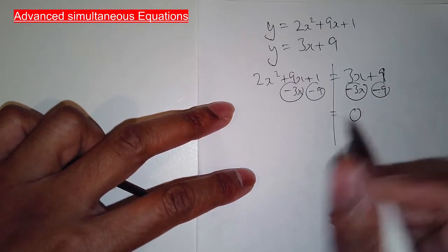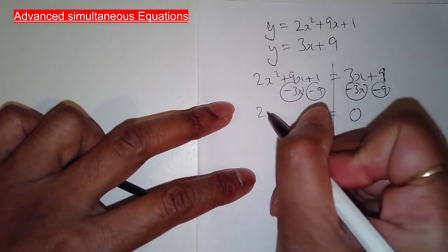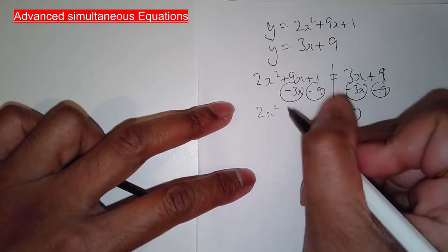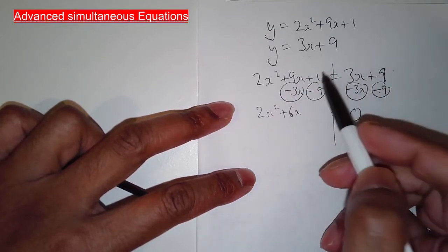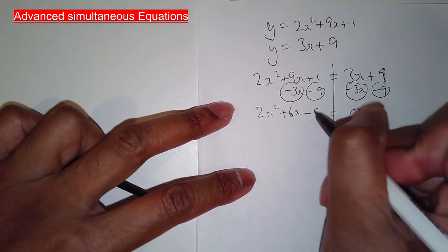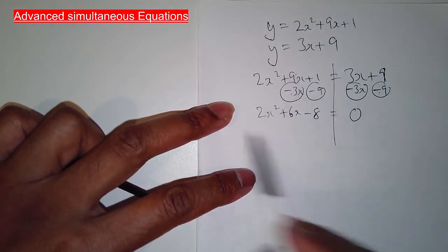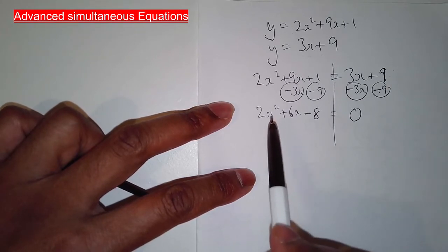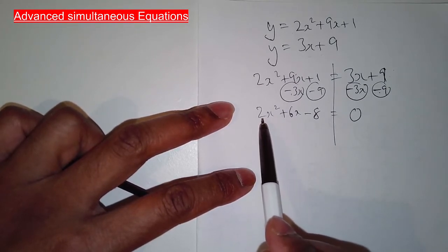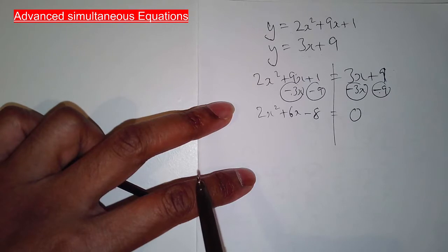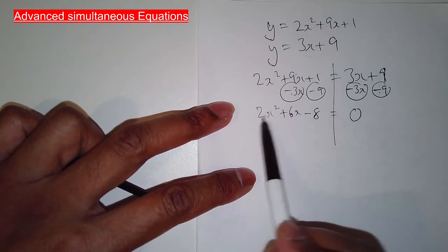Right. Obviously all of that is going to be 0. That's what we wanted. So you've got 2x squared, 9x take away 3x, 1 take away 9 is minus 8. Now we've got a quadratic equation, but this kind of looks difficult because it's got a number in front of the x squared, and you know those ones are a bit difficult to factorize. But in this case you can get away with it, because I've noticed one thing, that these are even numbers.